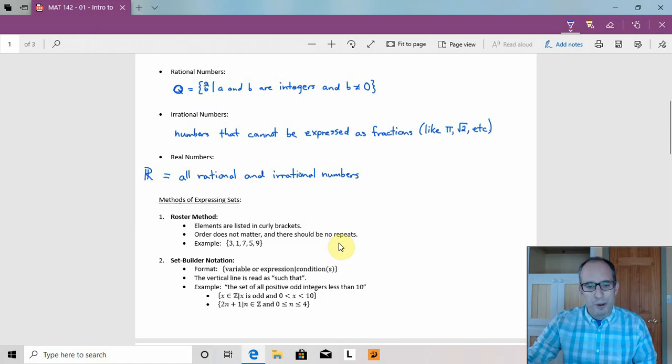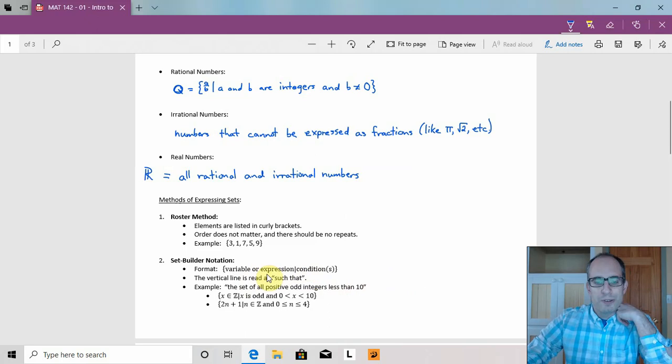Set builder notation, this is a little bit tougher if you've never seen it before, right? The roster method seems pretty straightforward. You just write out the numbers that are in the set, right? But set builder notation is generally written like this, where we have a variable or expression, then a vertical line right here, and then some sort of condition or conditions. The vertical line is read as "such that." So I think this is easier to see with a concrete example.